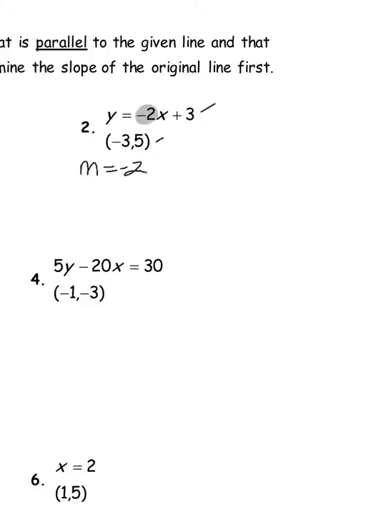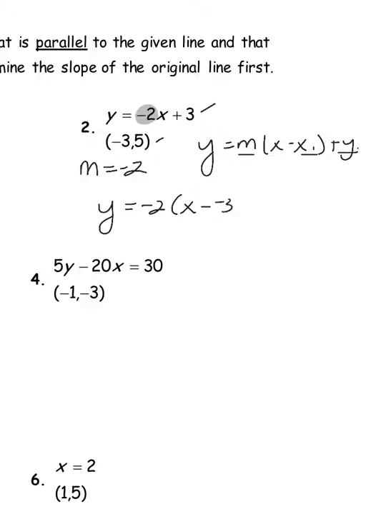If I know a slope and a point, I can use point-slope form in order to write that equation. So point-slope form looks like this. And I can fill in the slope and then the point right there. So this will be y equals -2, x minus -3, plus 5. And then you can simplify x minus -3 to x plus 3. So our final answer is right here.